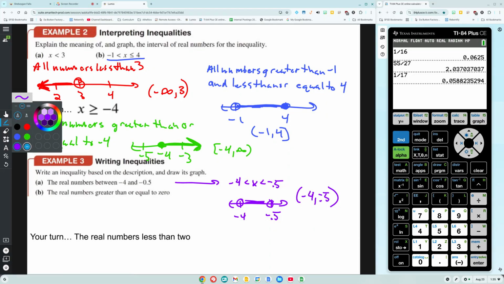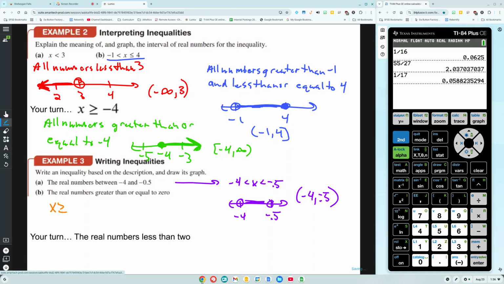D. Pick a new color in here. The real number is greater than or equal to 0. So that would mean I would have x is greater than or equal to 0. On the number line, I would have my 0 with a closed dot shaded to the right. And in interval notation, that would mean that I would have a bracket, 0, comma, infinity, parentheses.